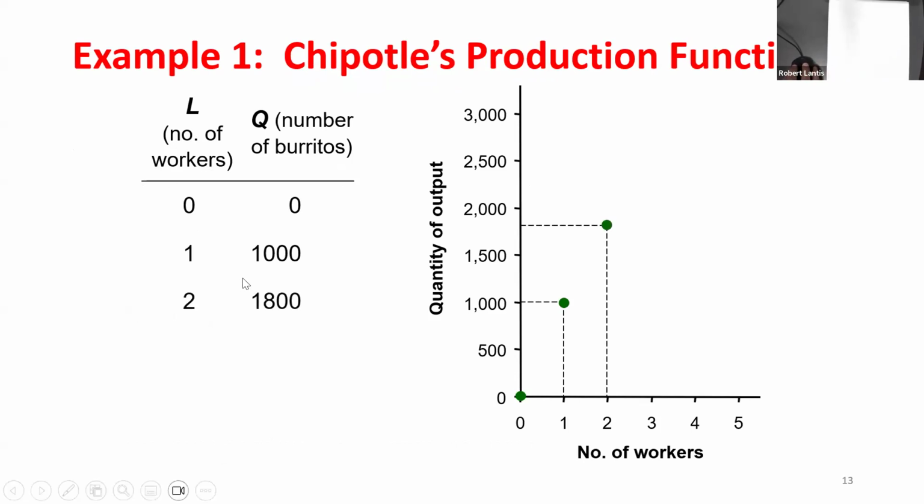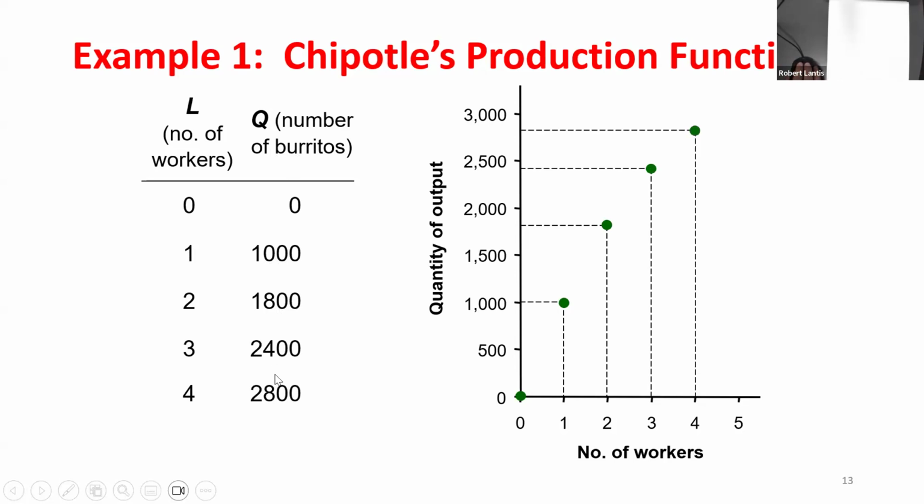If I hire that second worker, well, okay, now my workers can specialize a little bit. Maybe one of them is building the burritos, and one of them is just running the cash register. But I can't get another 1,000. I hired the best worker first, right? So they added the highest number of burritos, 1,000. The next worker only added 800, but I was still having an increase in my quantity when I hired more workers. And then the third worker doesn't add quite as much, the fourth not near as much, etc.